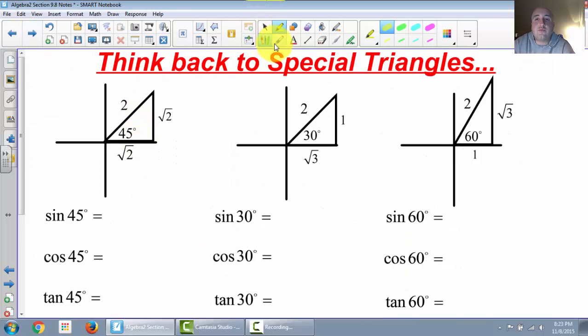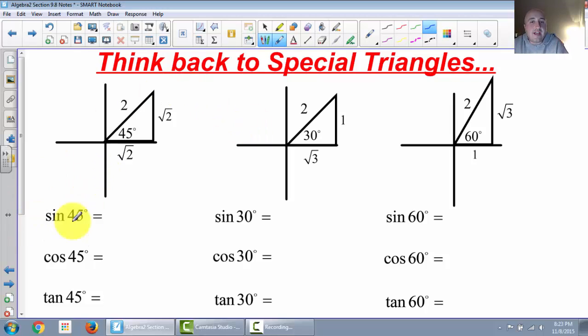To begin this section, we need to think back to what we did on those special triangles on your note card. So we have the 45, the 30, the 60. And what we want to do is jot down our sine, cosine, tangent of these three triangles so we have this information handy for the problem.